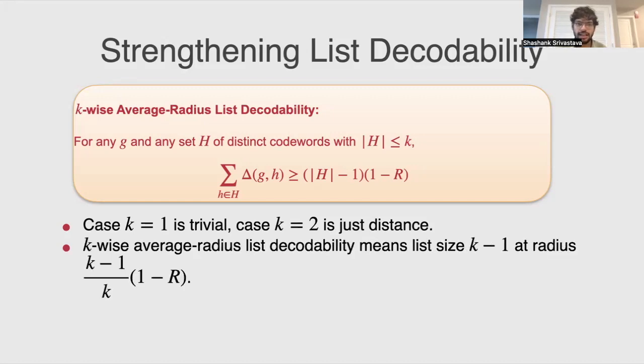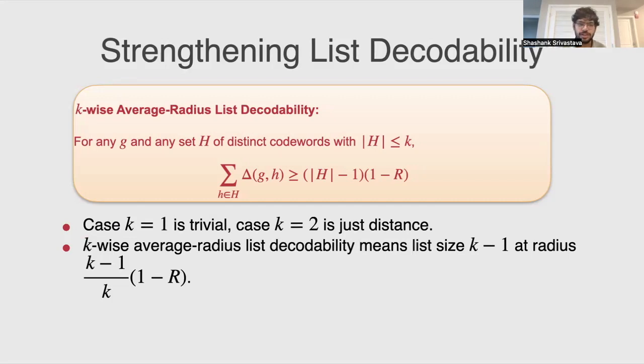Importantly, the k-wise average radius list decodability means that up to radius (k-1)/k times (1 minus r), the list size is going to be k minus 1. This simply follows by dividing both sides of the property above by k. That means that on average, the distance from the centroid is going to be (k-1)/k times (1 minus r). So in particular, one of the codewords must have distance more than (k-1)/k times (1 minus r).